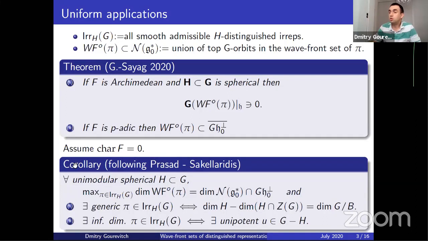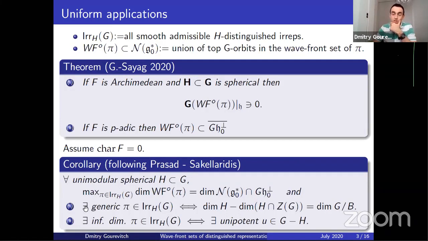So here is a general corollary for all fields of characteristic zero, namely Archimedean or p-adic. Suppose that H is a unimodular spherical subgroup. Then we may look at all H-distinguished irreducible representations of G and check for each what is the dimension of the wavefront set. This is the same as twice the Gelfand-Kirillov dimension. So what's the maximum? We get that it's the dimension of, in some sense, the nilpotent cone of the pair, namely the intersection of the nilpotent cone of G0 star with the orthogonal complement to H. So in other words, it's the dimension of the maximal among the orbits that intersect the orthogonal complement to H.